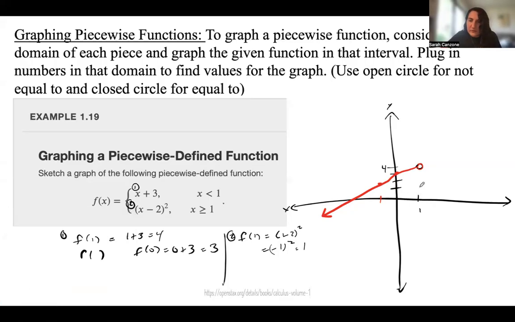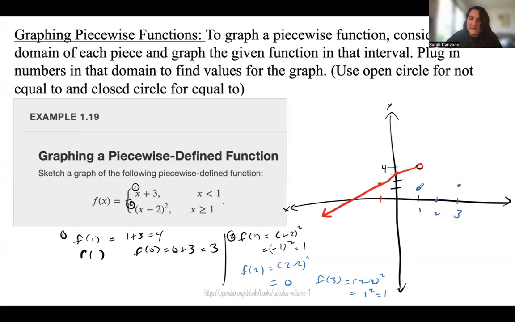So I'll maybe use blue. And we can have a closed circle here because it says that we can be equal. All right, now we'll do f at 2 is 2 minus 2 squared, which is 0 squared, which is 0. So here's 2, we're at 0. We can do one more. Let's do f of 3. That's 3 minus 2 squared, which is 1 squared, which is 1. So at 3, we're at 1.